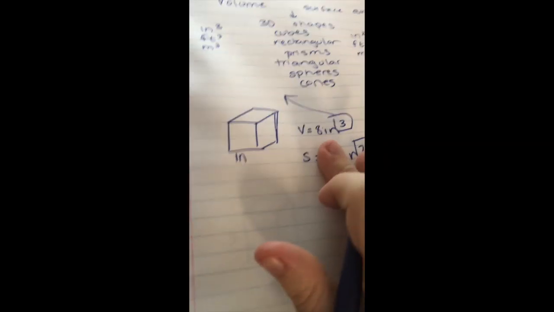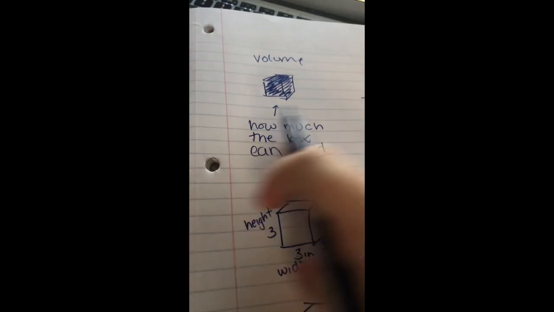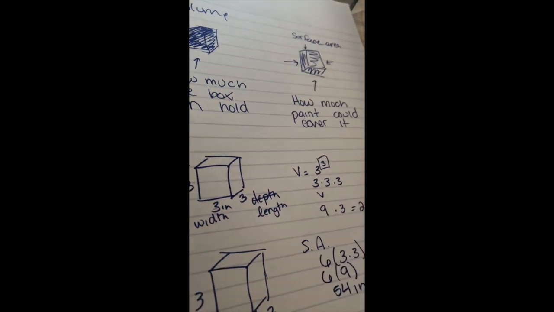So we want to recognize some of the differences between volume and surface area, where we talk about cubed versus squared, and we want to talk about volume is how much stuff can go on the inside, and surface area is how much stuff can go on the outside.